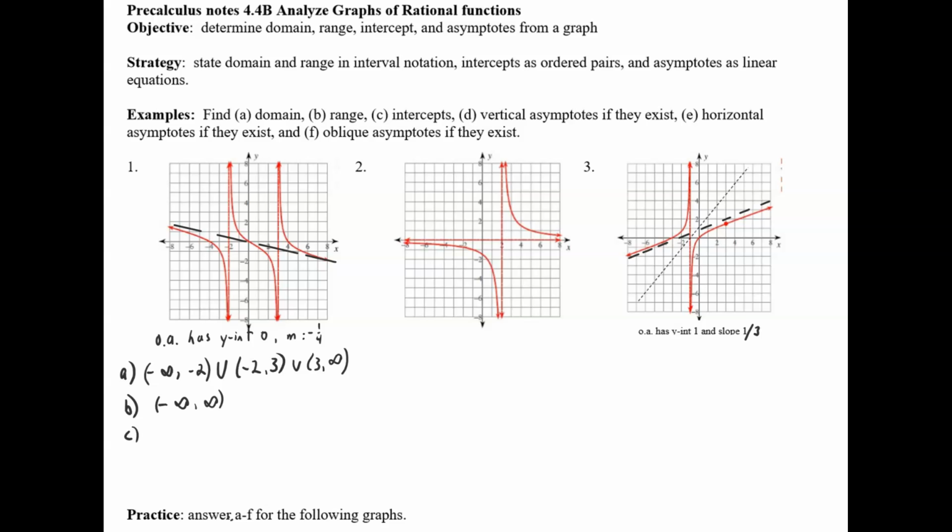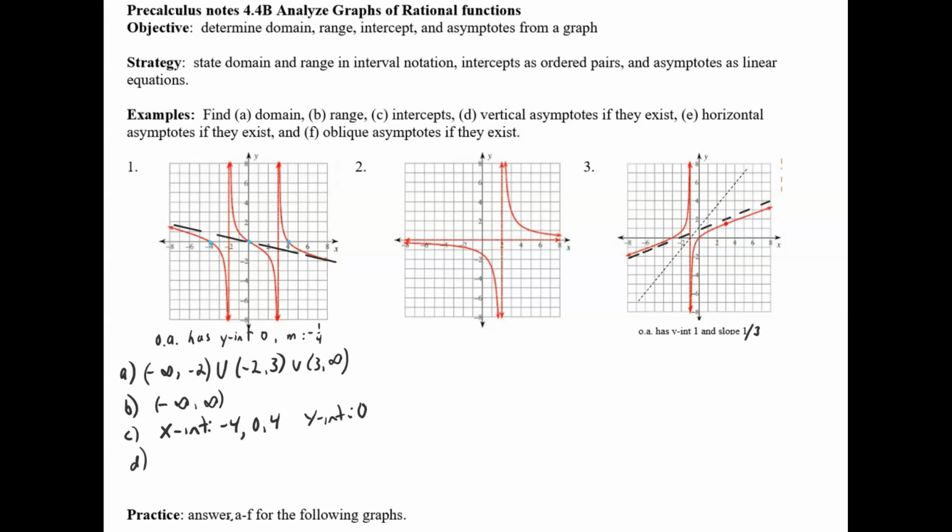Okay, the intercepts. Now, if we look at the graph, we can see that there's an x-intercept here, and there's another one here, and it looks like there's another one here. And the one in the middle is also a y-intercept. So that's it. So the x-intercepts are at -4, 0, and +4. And then a y-intercept is also at 0.